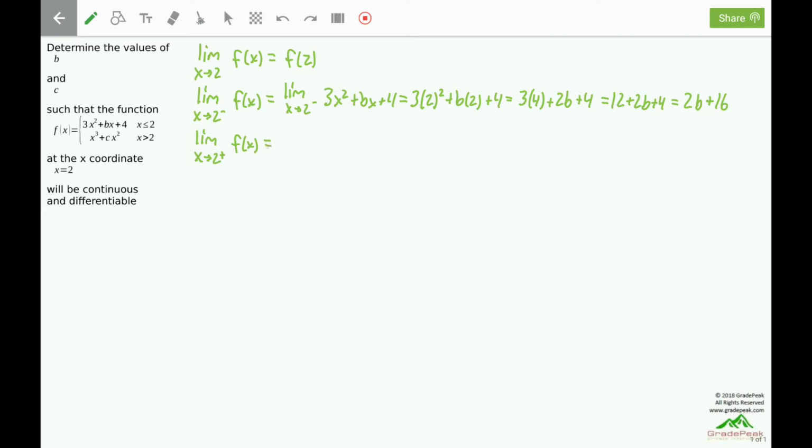Let's look at the right side limit of 2, which means that we are greater than 2, and therefore we use this expression for our f of x. And that'll be x cubed plus cx squared. We can now plug a 2 in for each of the x's, and that will give us 2 cubed plus c times 2 squared. 2 cubed is an 8. 2 squared is a 4 times that c.